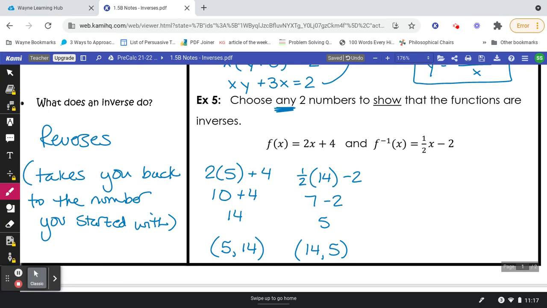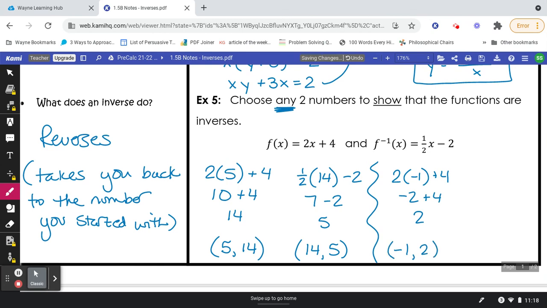This should work with any number that we choose to do. Let's try a different number. Let's try maybe a negative. So 2 times -1. Let's try -1. It's -2 plus 4. That's 2. So -1 took me to 2.